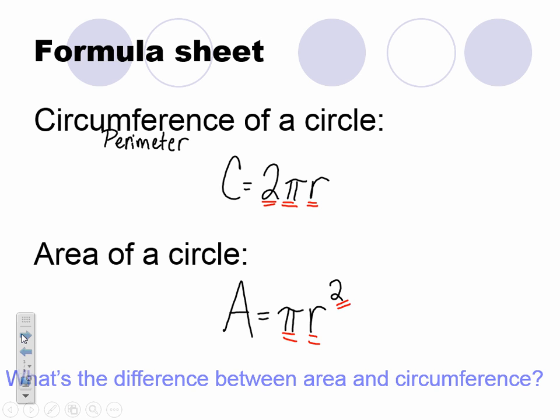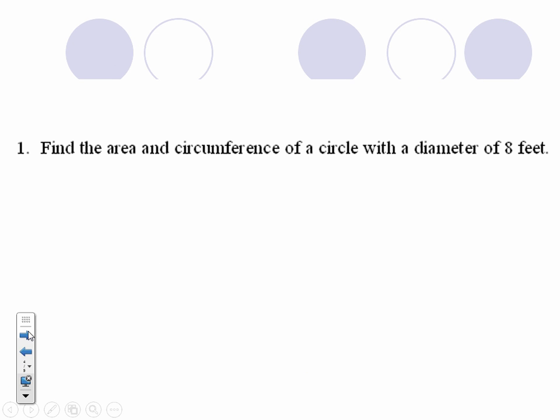Be careful to read what a question is asking you to find. So this first one here, let's work through this one. Maybe you want to copy this into your notes. Find the area and circumference of a circle with a diameter of 8 feet. So for this, we need to find both the area and the circumference. So I'm going to need both formulas, pi r squared and circumference equals 2 pi r.